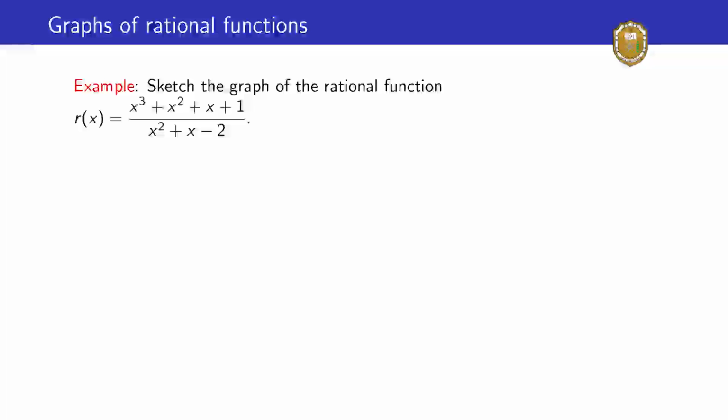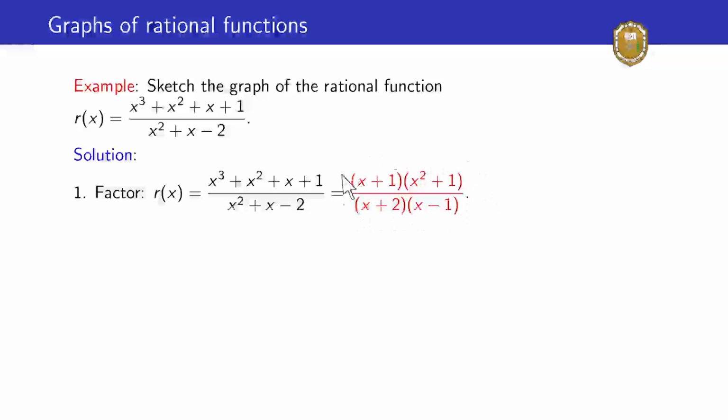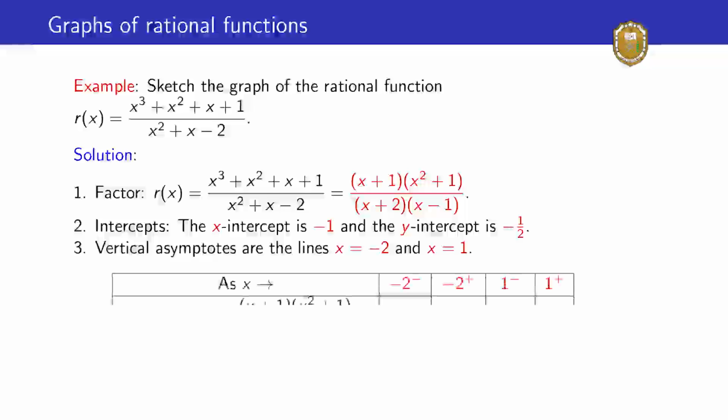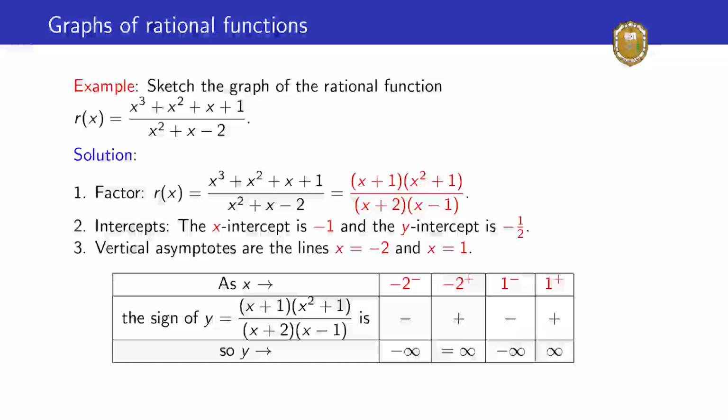So we again follow the procedure before. One, we factor, and the factors are over here. We find the x-intercepts. This time we have only one x-intercept, which is −1. We also find the y-intercept is −1/2. The vertical asymptotes, which are the zeros of the denominator, are x = −2 and x = 1. Again, in this table we list the behavior near the vertical asymptotes, as we did before, using test points. When we apply long division, we see that the slant asymptote is the line y = x. So we put this information together.